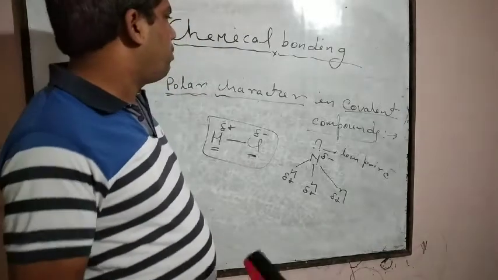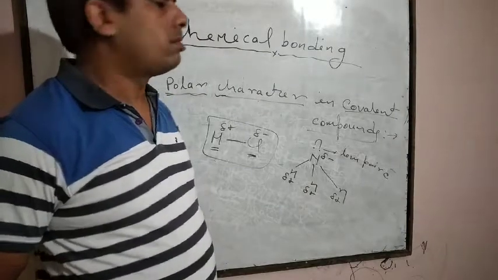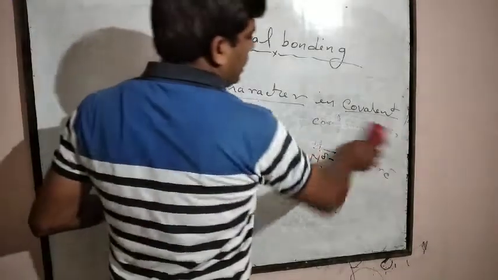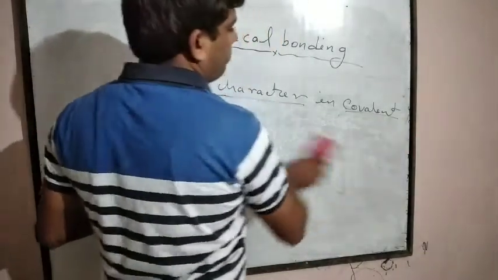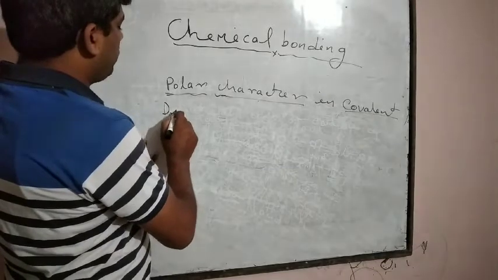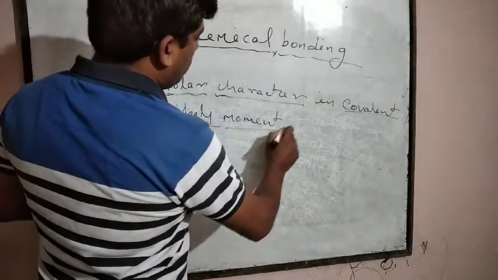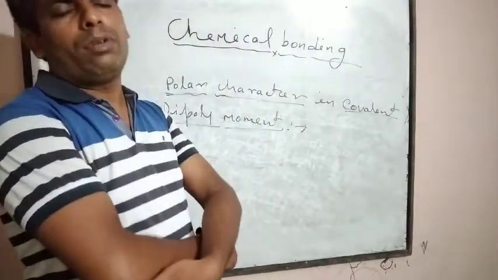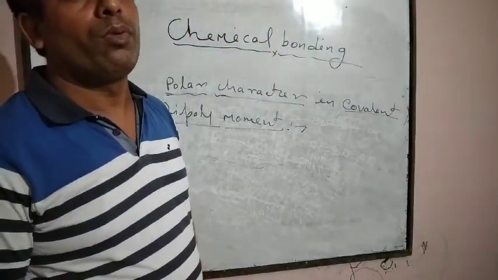Now, we will discuss one more important thing, that is dipole moment, which is the best application of polar character in covalent compounds. If polarities arise in any covalent compound, then that compound is capable of showing the formation of dipole moment.